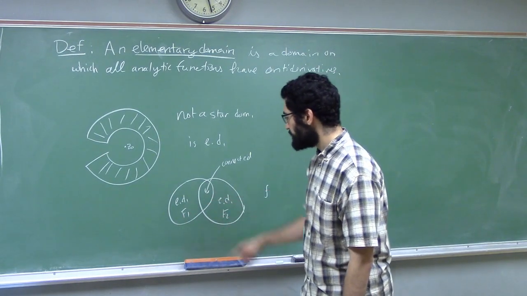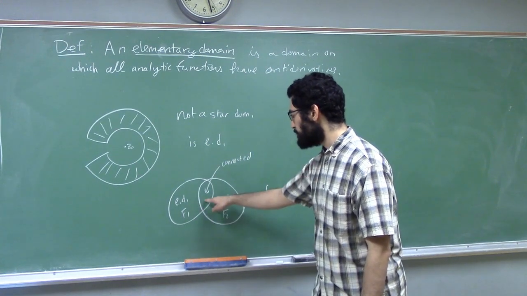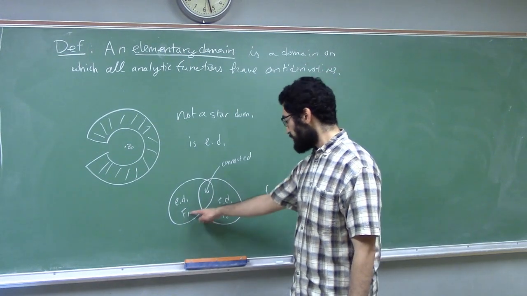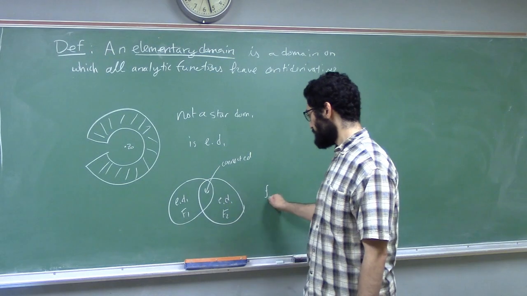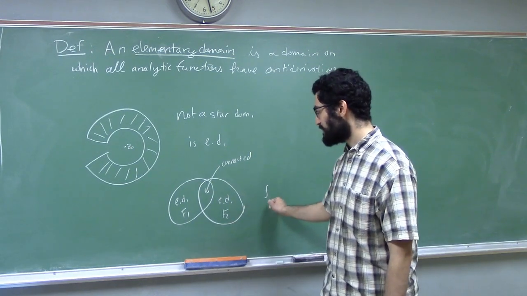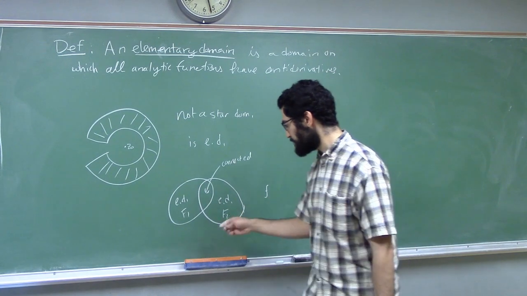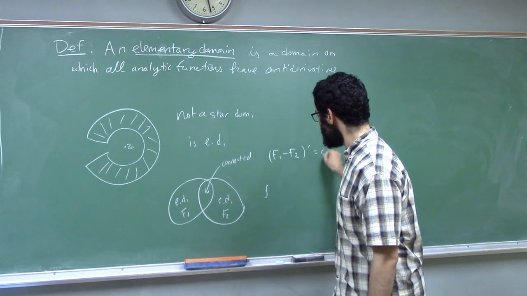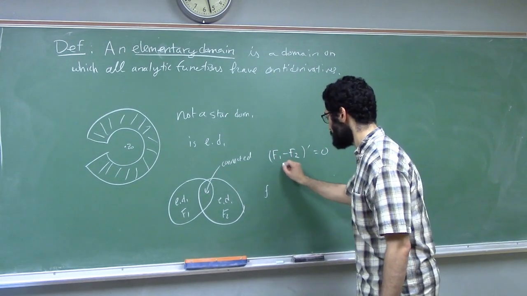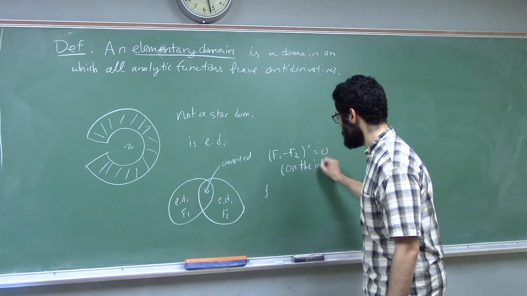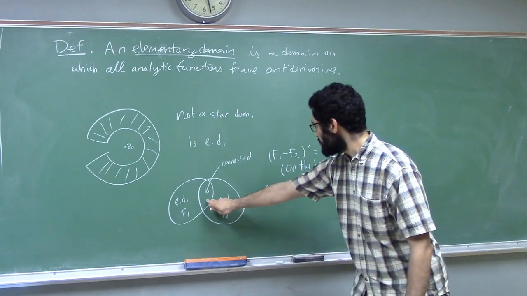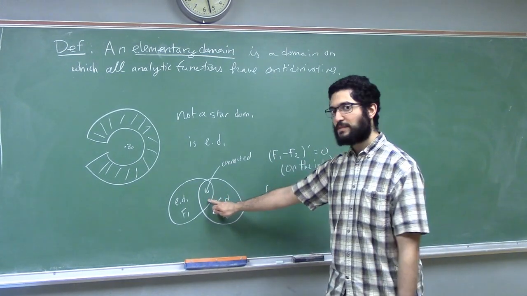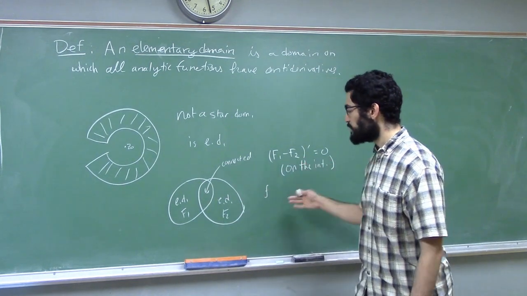Now on the intersection, big F1 and big F2 both take some values at the various points in the intersection. Since they're antiderivatives for little f, big F1 prime is little f, and big F2 prime is little f. So for the difference F1 minus F2, the derivative is 0. This is where the difference is defined, which is on the intersection. So on the intersection, F1 minus F2 is a function which is defined and whose derivative is 0. Derivative 0 implies that it's locally constant.